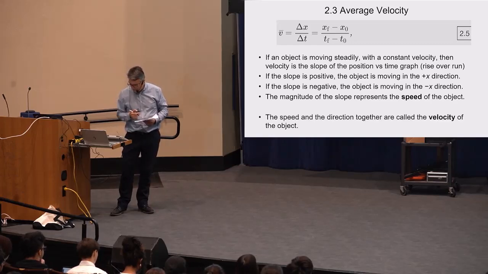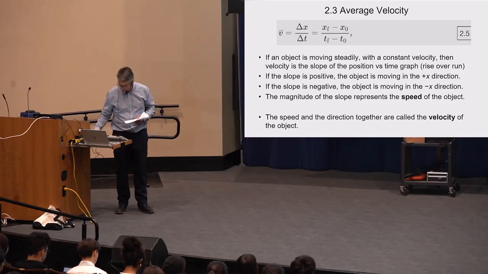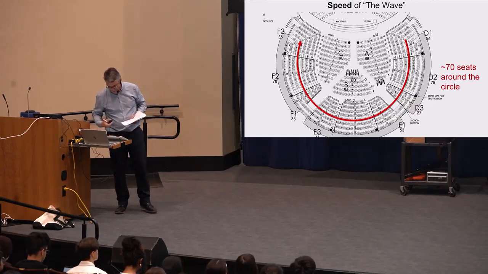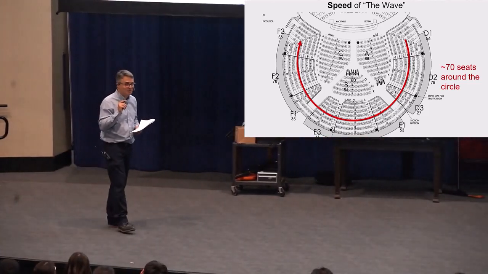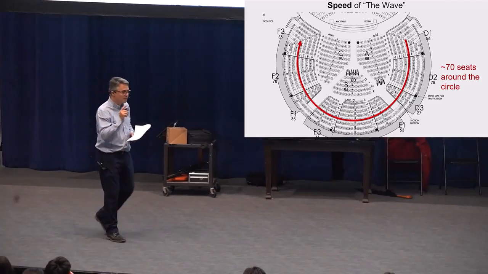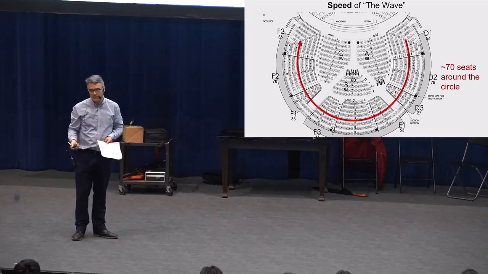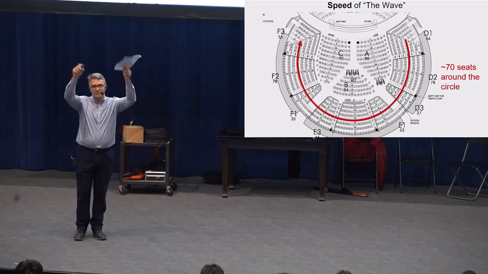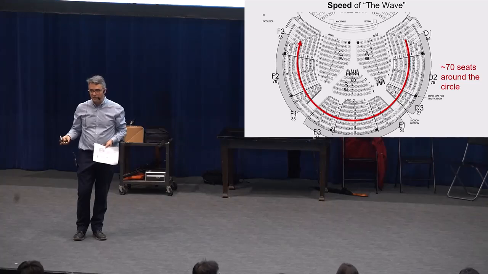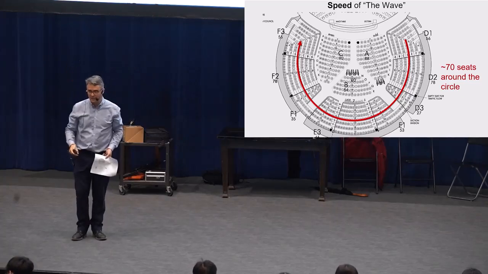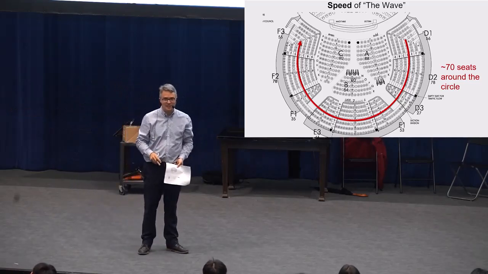We're going to go through some more of this stuff, but the speed and direction together are called the velocity of an object. So what I want to try to do is the wave, and what I need is a lot of audience participation for this one. We're going to try to measure the speed of the wave. It's going to start with people over here on the right-hand side of the room, and the idea is that you have to stand up, say, whoa, and then sit back down. But you don't do it till the person beside you stands up and goes, whoa, and sits down.